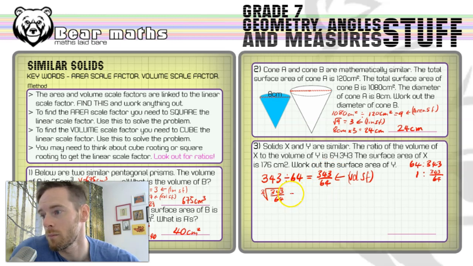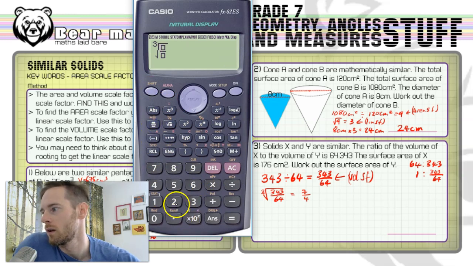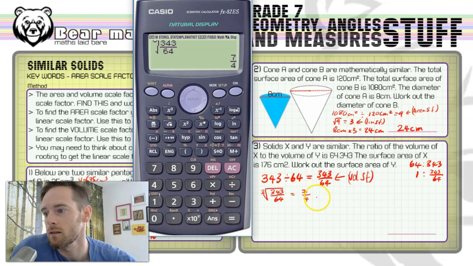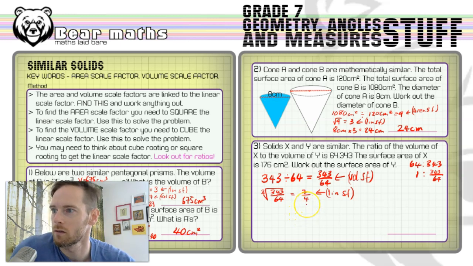And like I said, these are both cube numbers. So actually, they will both cube root nicely. And that will be 7, and that will be 4. You don't need the calculator for that. But if you had a calculator, it'll be worth using. So cube root of, I'll just show you what I'm talking about, 343 over 64, 7 over 4. All right, so that's our linear scale factor. That's how many times bigger the lengths are on solid Y compared to solid X.